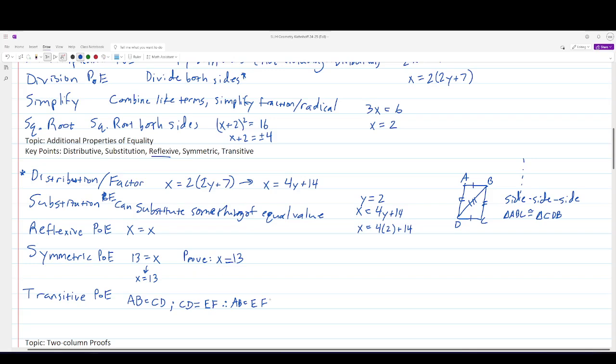And this one's a little tricky because it also looks a lot like the substitution property of equality. So if I think about taking CD is equal to EF, and I substitute EF for CD, then I would end up with the same result that I just did. So you could think of transitive as a subset of substitution. I'm going to try to explain when we're going to use each one.